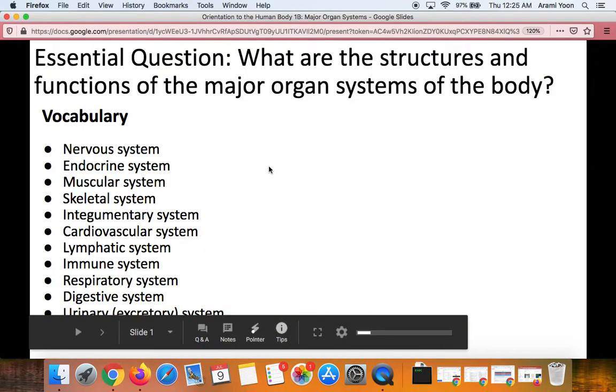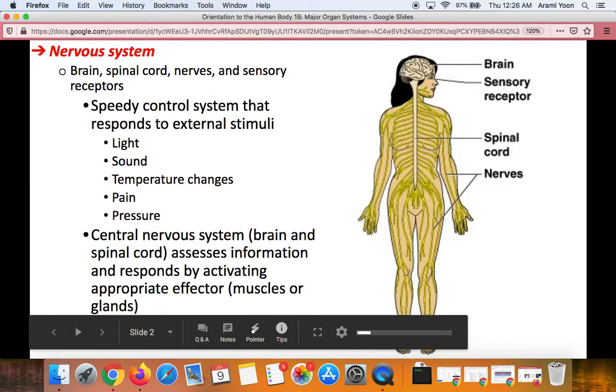Hi everyone. So today's essential question is, what are the structures and functions of the major organ systems of the body? And by the end of this lecture, you should be able to answer this question more or less using these systems shown here. Let's start with the nervous system.